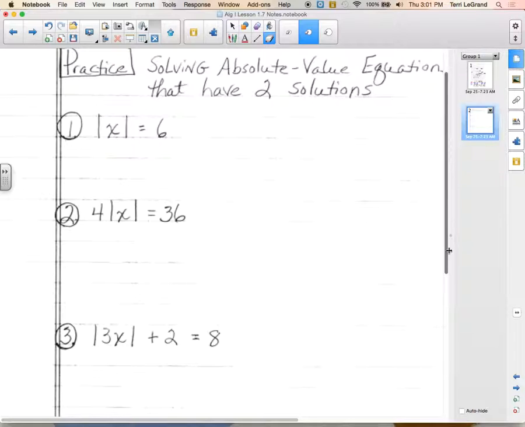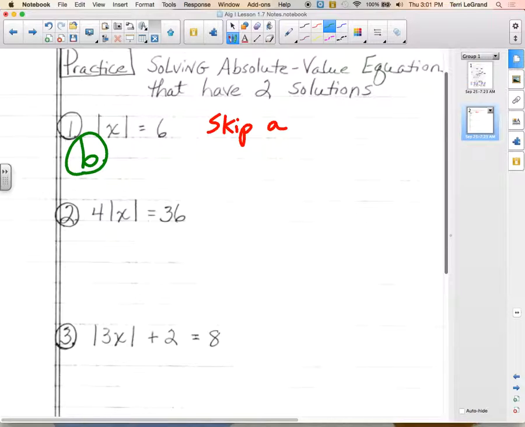Okay, so we get to skip step A. In our notes, let's just put that we skipped part A. We didn't have to do that. You're always going to have to do step B.